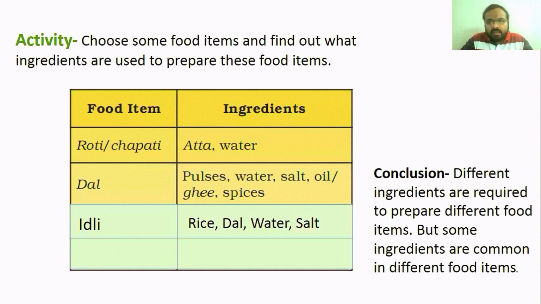In this way, you can also find out different food items and write down their ingredients as your homework. You must find 2 to 3 different food items and write down their ingredients.